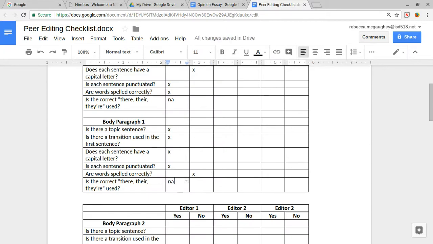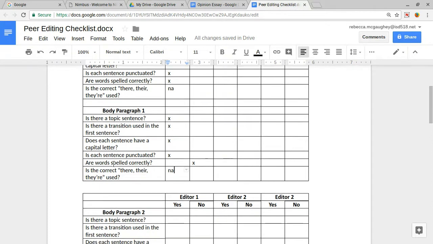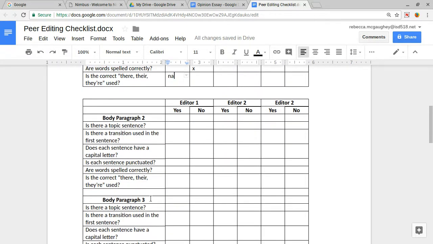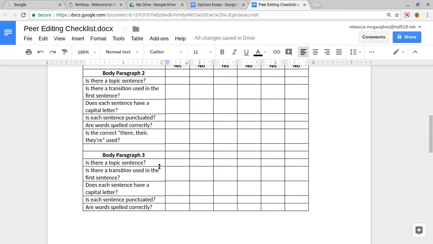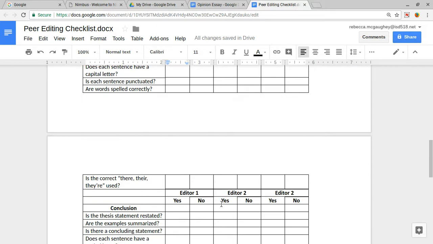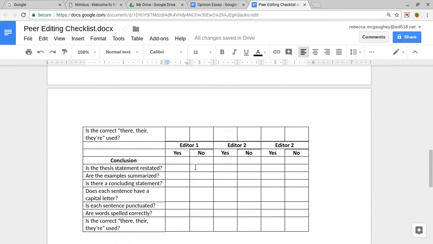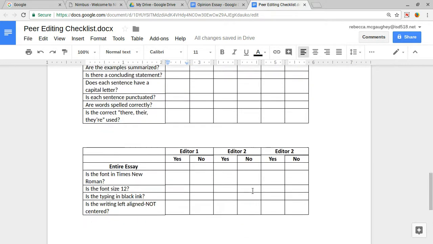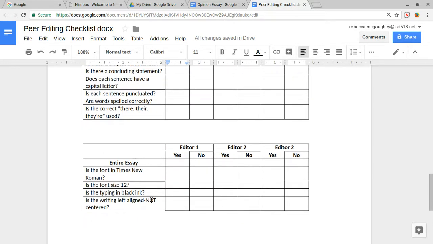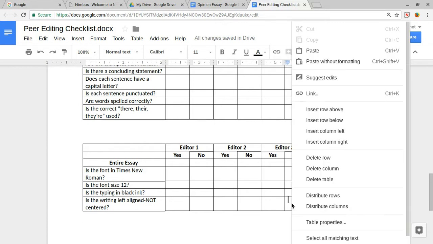And then essentially you repeat that same process for body paragraph 2 and then body paragraph 3. And then at the end here, we'll have to skip the conclusion because we don't have that yet. But then I also have entire essay. This is something to look for. Is the font in Times New Roman? Is it size 12?